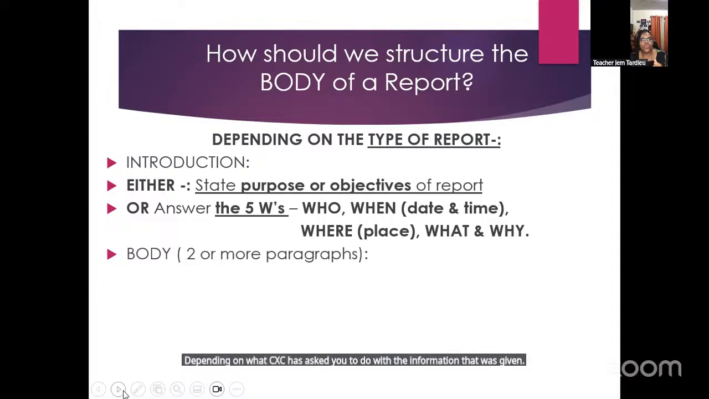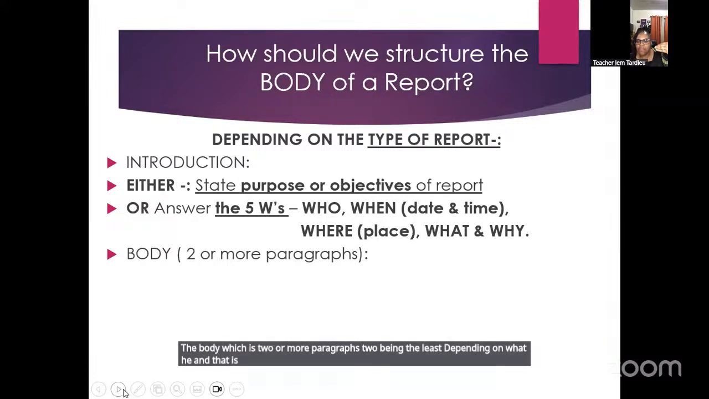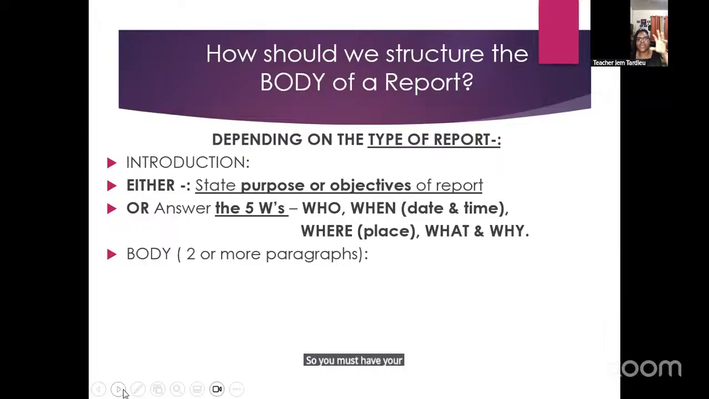The body is 2 or more paragraphs, 2 being the least, and that is not inclusive of the introduction. So you must have your introduction, then you may have 2 or more. It can be 3, it can be 4, it can be 5 paragraphs. It just depends on the amount of information that is required to be placed into that report that will determine how you structure. But it should not be less than 2, excluding the introduction.